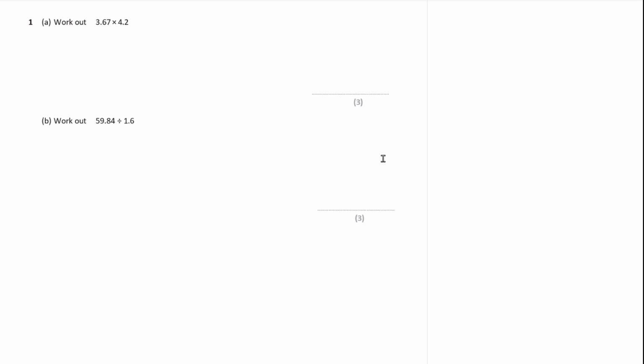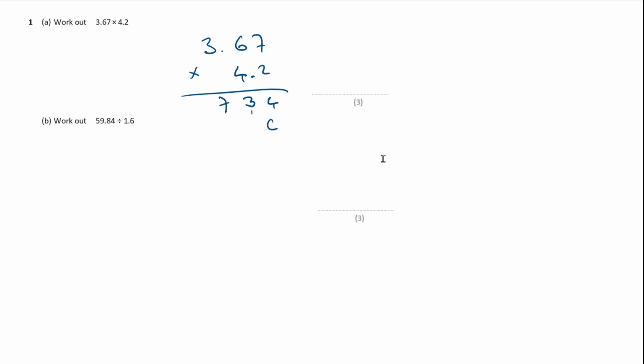Question 1. Work out 3.67 times 4.2. Presumably you know how to do column multiplication. This is the non-calculator paper, so you need to have a decent way of multiplying, don't you? Okay, so 7 2s are 14, carry 1. 6 2s are 12, plus 1 is 13, carry 1. 3 2s are 6, plus 1 is 7.